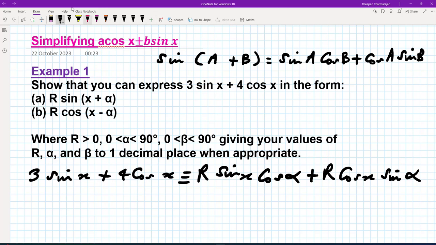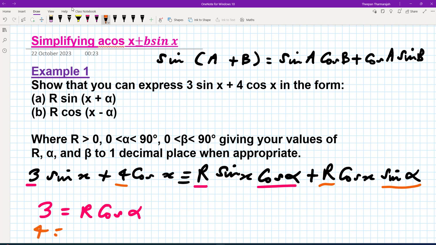Now what we can see is that the coefficient in front of sin x is 3, and the coefficient in front of sin x on the right hand side is r cos alpha. So we can say 3 is equal to r cos alpha. And if we take the other case, the coefficient of cos x is 4, and the coefficient of cos x on the right hand side is r sin alpha. So we're going to say that 4 is the same as r sin alpha.